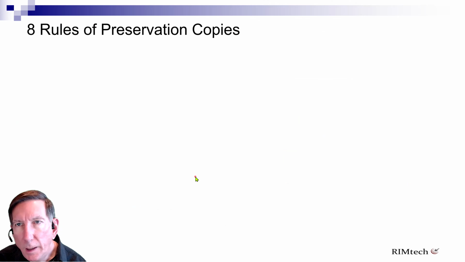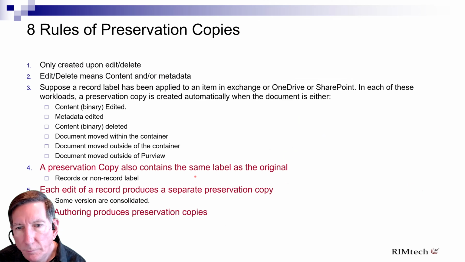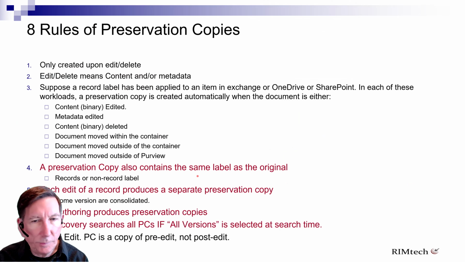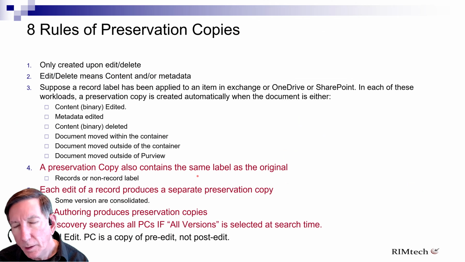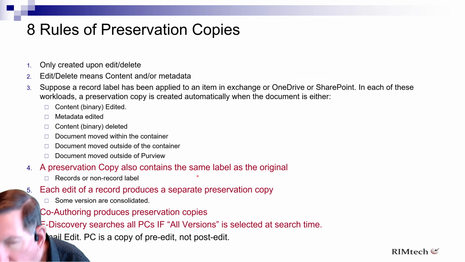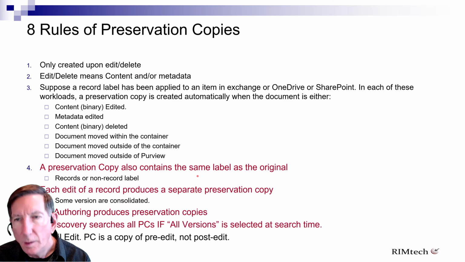So these are 8 rules of preservation copies that I found convenient to document. I only want to focus on the 4 that are shown in red. The preservation copy contains the same label as the original. That's an important point. You don't lose the label on it because in theory, with Purview, you can change that label under a number of different circumstances. I don't think you should allow that, and thankfully we can disable it, but just know that the label is with the preservation copy.